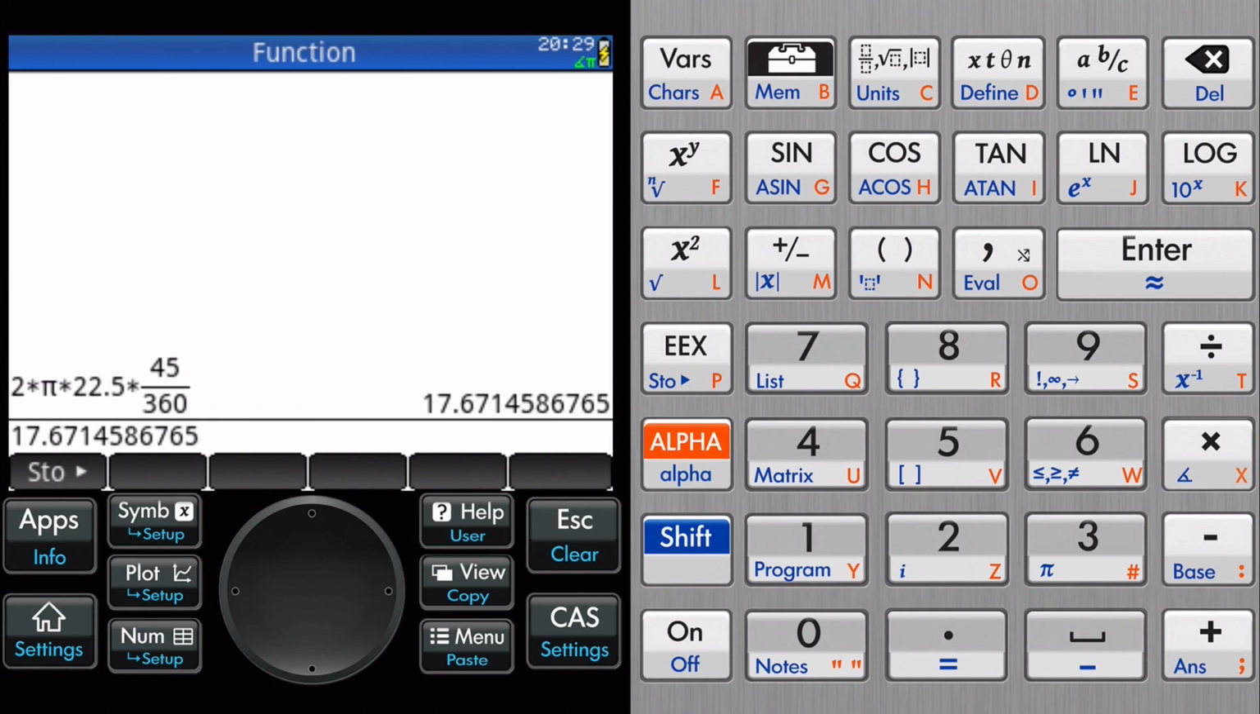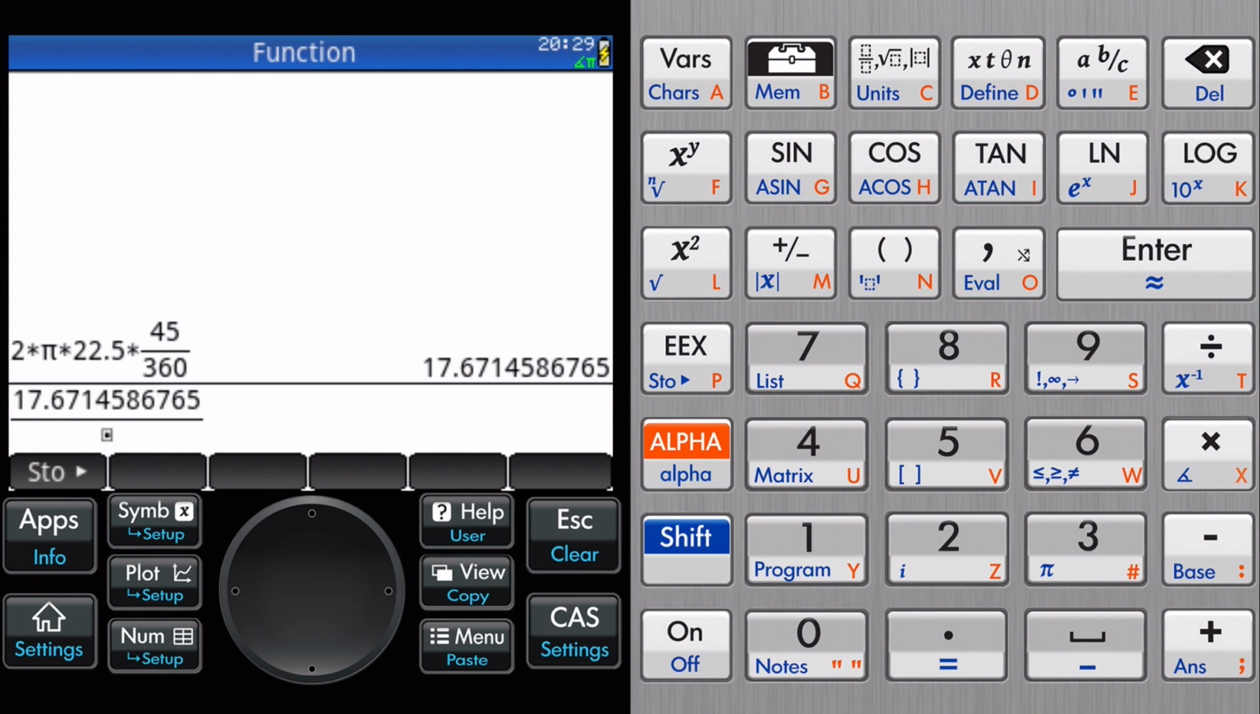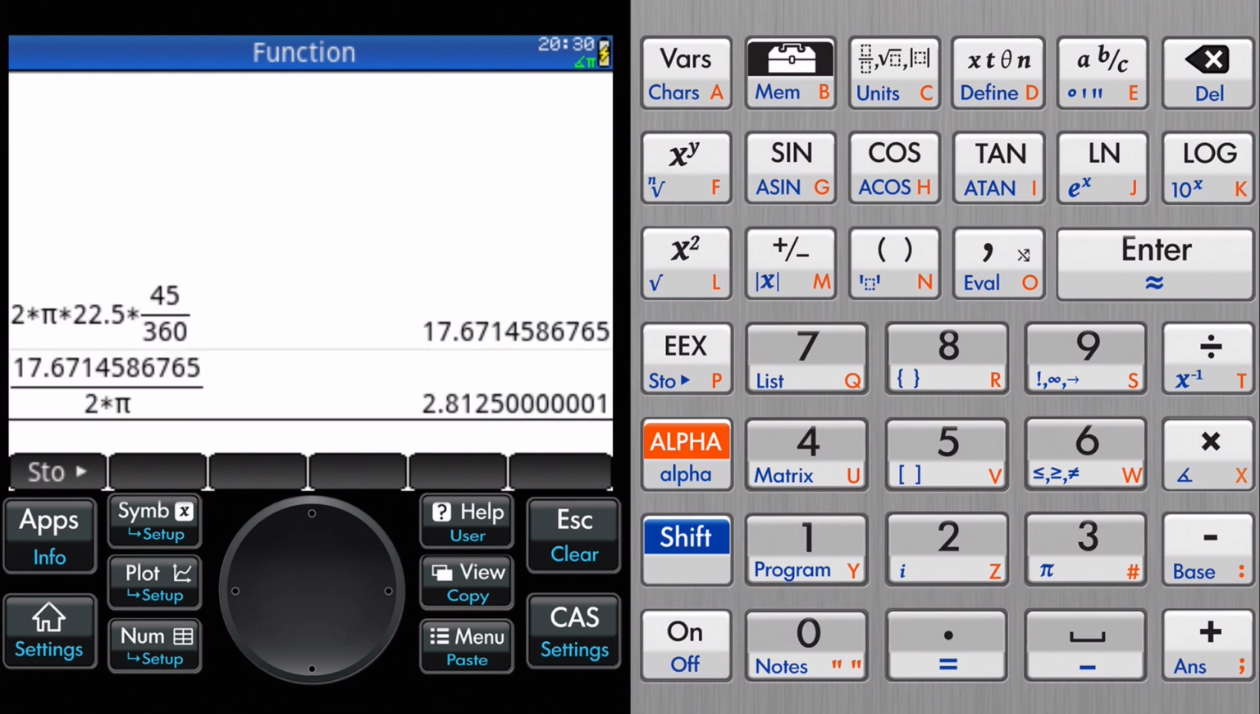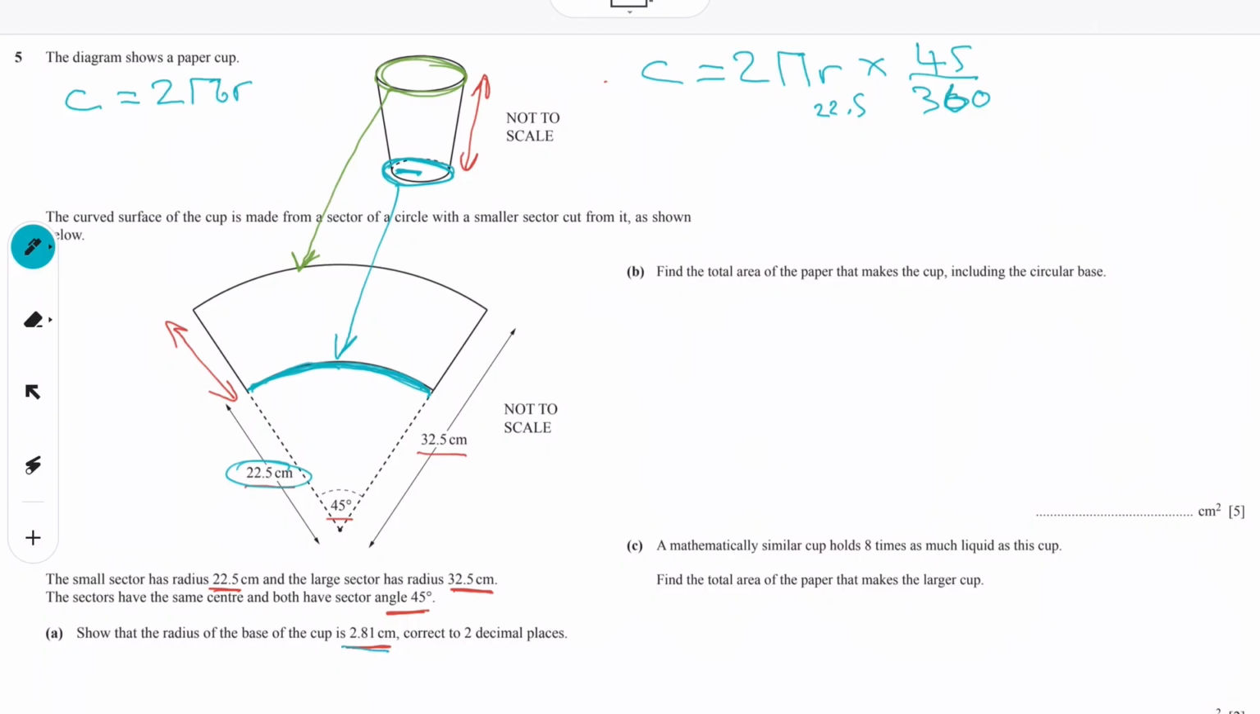But what I need to do, the circumference is basically 2 pi r. I want to get the radius on its own. So if I take that figure there, 17.6714, and I divide that by 2 pi, I hopefully will get an answer, 2.8125. If I go back to my question paper now, the answer was 2.8125, and of course at 2 decimal places, that would be that. So yes, that is correct.